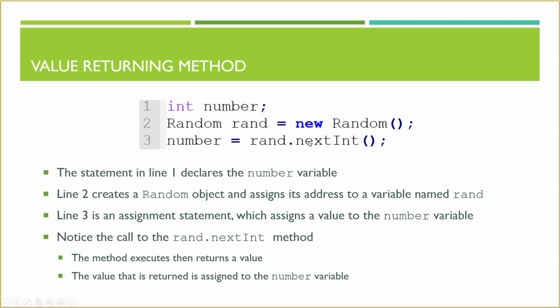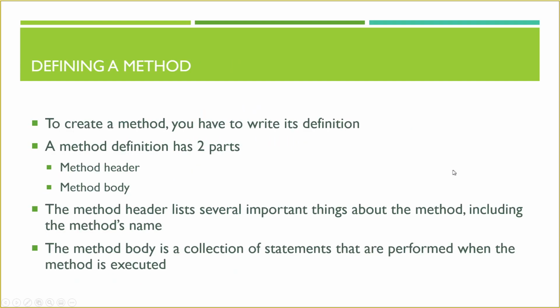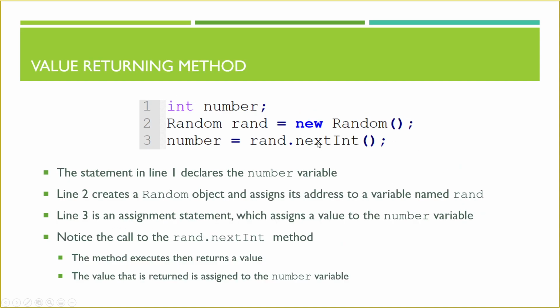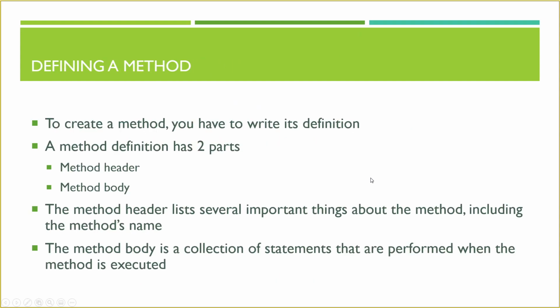So nextInt, the method, executes, it returns a value, and then we assign that value to the number variable. So how do we actually define our own methods? Because these examples here, println, nextInt, all of these methods have been pre-written for us. They're already written in the Java API. All we have to do is just call them by their name, and then we can use them. But what if we want to write our own method?